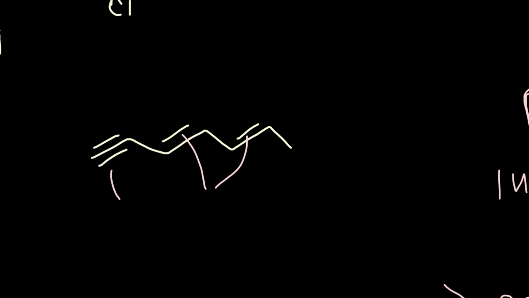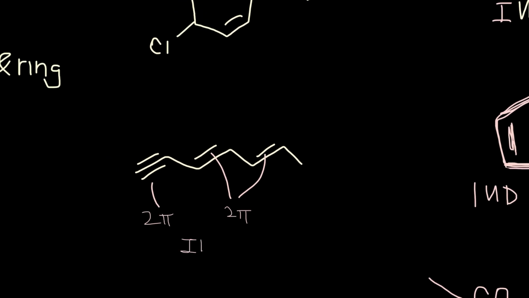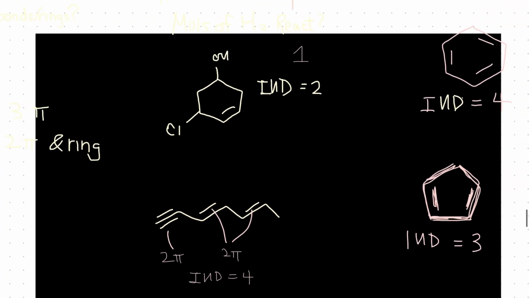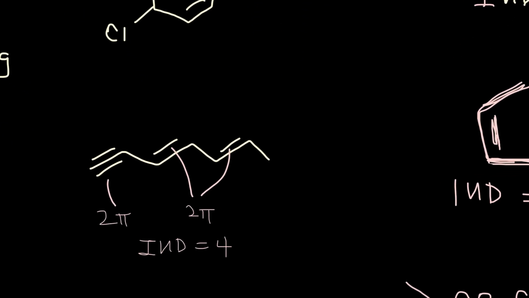Likewise, in this problem, how many moles of hydrogen will react with this to do hydrogenation? So here we have 2 pi bonds, and here it's an alkyne which also has 2 pi bonds, because an alkyne is made up of 2 pi, 1 sigma, and an alkene is made up of 1 pi. So the IHD is 4, and there can be 4 moles of hydrogen that react with this molecule because none of these are rings.